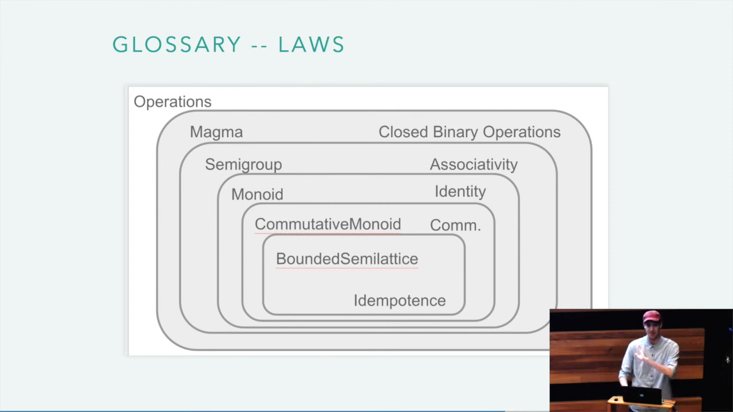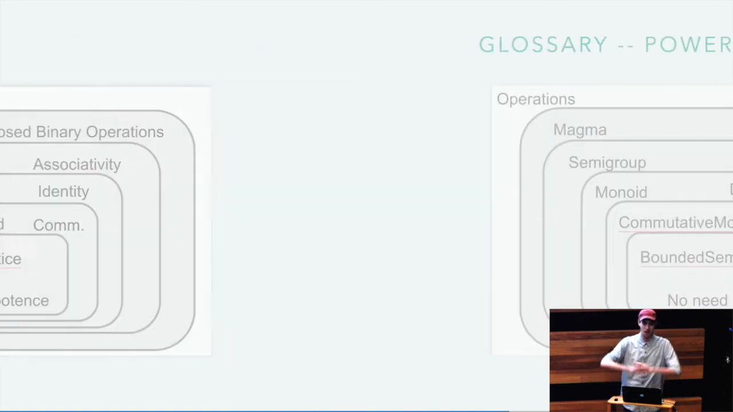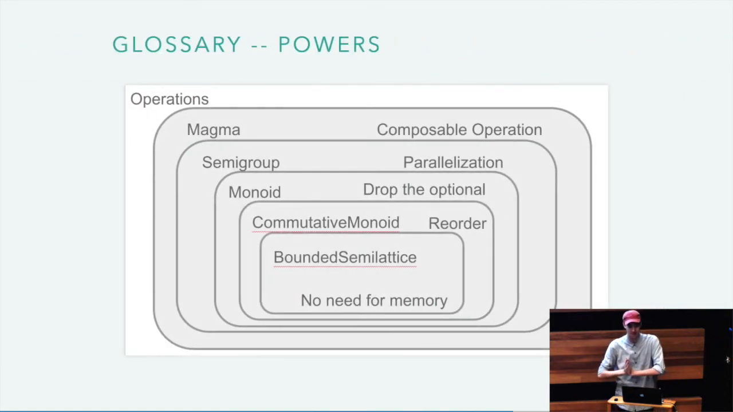And if you just want to think about the expressive power I get, okay, here's the same chart. All of my operations, some of those are composable. Composable things are good, functional programming. All right. Some of those give you free parallelization, okay? Those are semigroups. Some of those allow you to drop the optional, to not think about handling the empty case. That's monoid. Some of those let you reorder the operations. That's commutative monoid. And then bounded semilattices give you the ability to not care if you've already done something. You can forget things. All right?